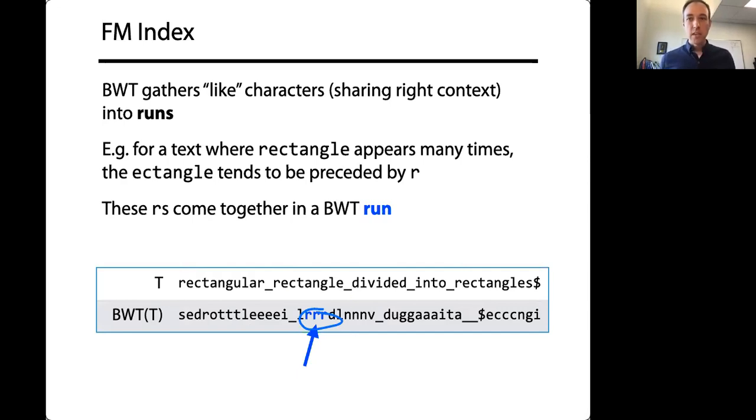These runs are the key to understanding why it's possible to make pan-genome indexes for collections of strings, basically because the runs are cheap in a way, right? If we can live in the world of runs as opposed to the world of characters, then we can really get by for cheap. I'll give you more examples.